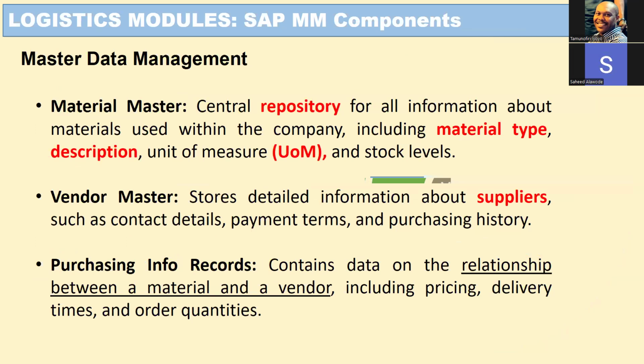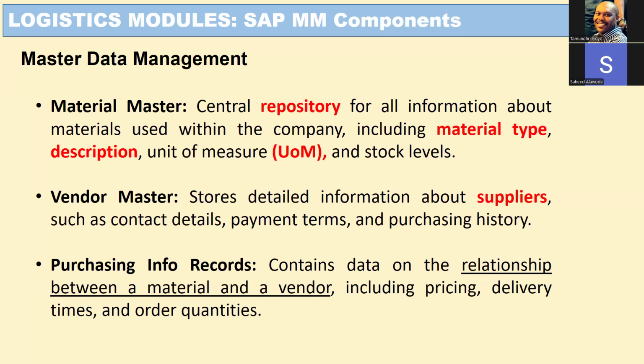The SAP MM module, what are the components in the SAP MM module? The components, we have the master data. Just as we said yesterday, there are several kinds of data in the SAP system. We have the master data, we have the transactional data, and the configuration data. Every module sits on these three types of data.